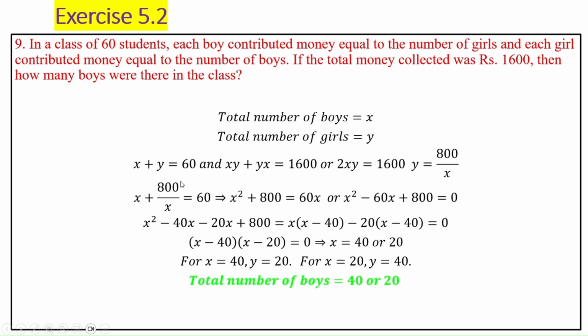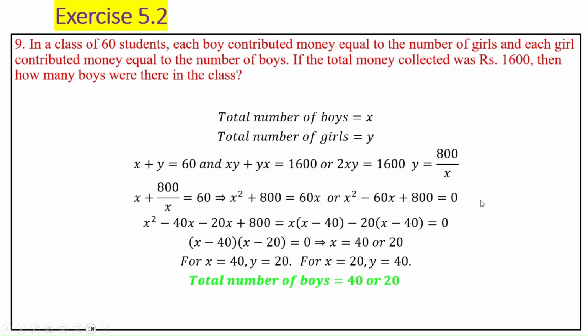You substitute it in the first equation, and you will get the quadratic equation as x square minus 60x plus 800 equal to 0. Factorize it, you will get x as 40 or 20. Okay, and for x equal to 40, y equal to 20. For x equal to 20, y is 40. So the total number of boys is either 40 or 20.